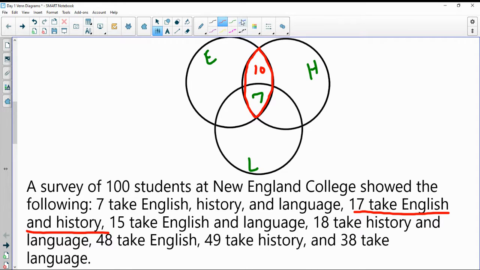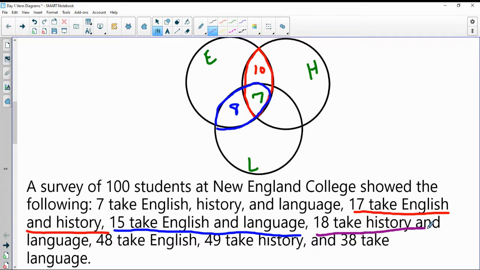Okay? Next, similarly, it says 15 take English and language. So if I'm looking at English and language, that part that overlaps, here's English and language. This little piece also has history, but inside that blue circle should be 15 of them. So it doesn't say English and language but not history. If it did, then it would only be this piece. So 15 for English and language. I already have 7 of them. So 15 minus 7 gives me 8. Okay.